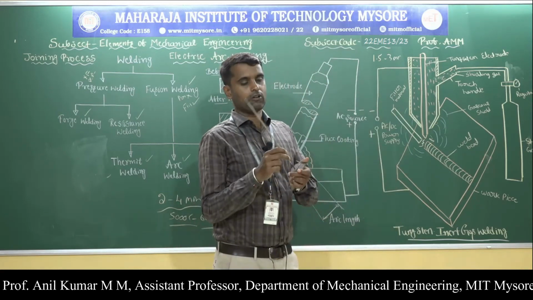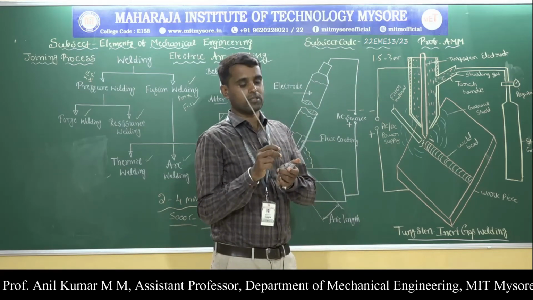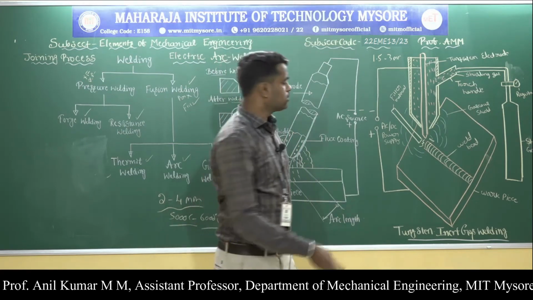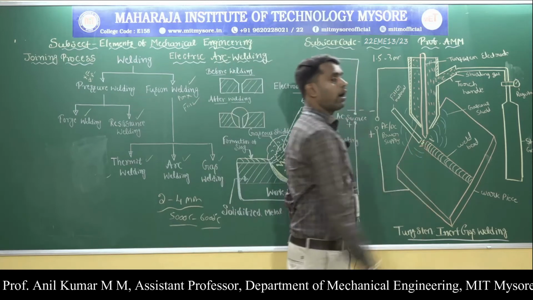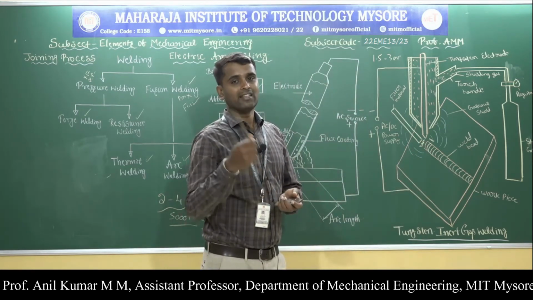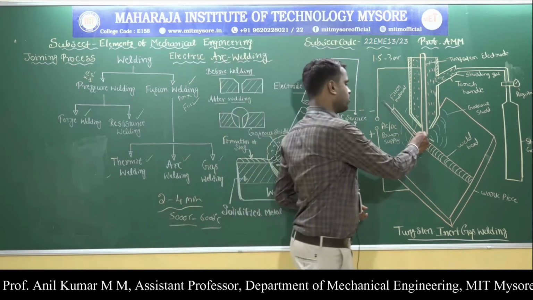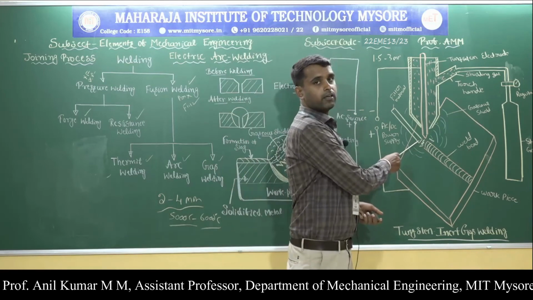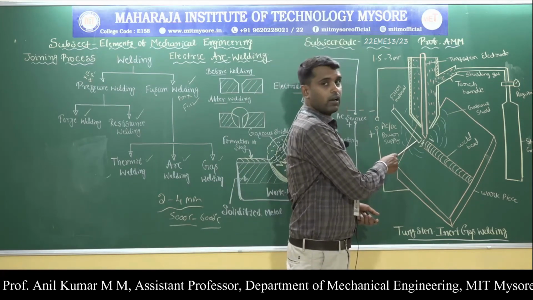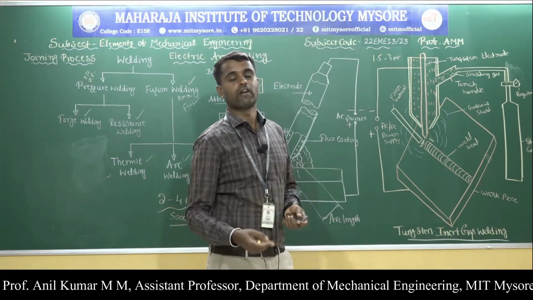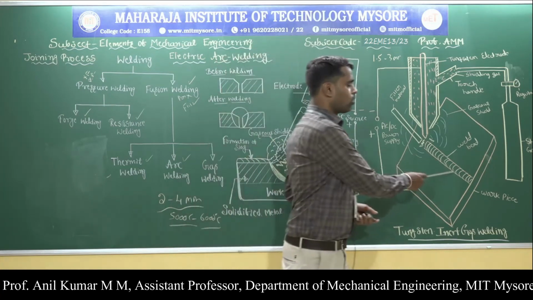In that gap, the electric arc will be stabilized. So the electric arc will be struck between the workpiece and the electrode. This arc temperature will be very high. Due to the high temperature, the edges of the two metal pieces get melted. At the same time, you have to add the filler material manually, and this filler material is also melted. This molten filler material combines with the molten workpiece material and is allowed to solidify or cool. We will get a strong solid joint.